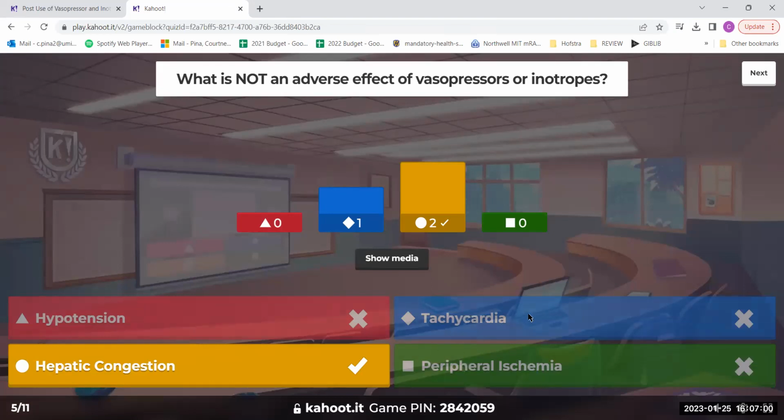So this one's a little tricky, in the sense that it can cause a myocardial infarction, which can lead to some tachycardia or a dysrhythmia, but a really fast heart rate is still an effect of the vasopressors and inotropes. So that really fast heart rate is still an adverse effect, but hepatic congestion is definitely not something that vasopressors and inotropes are going to cause.